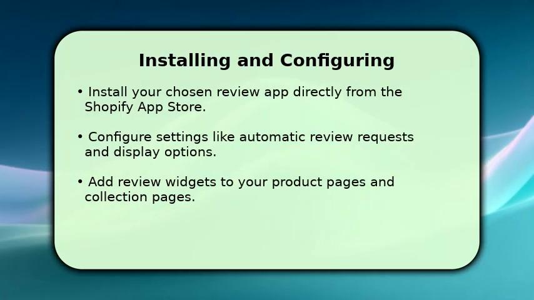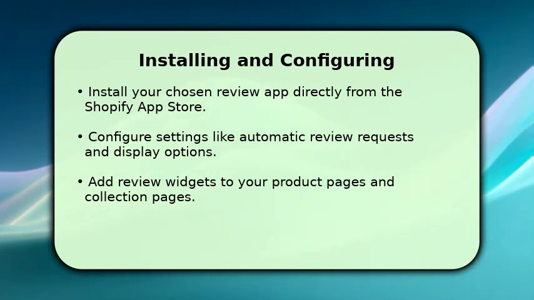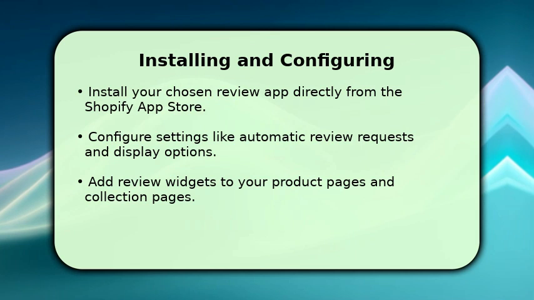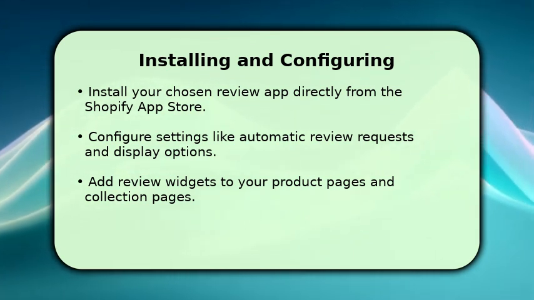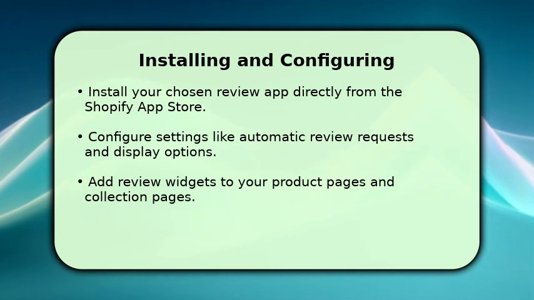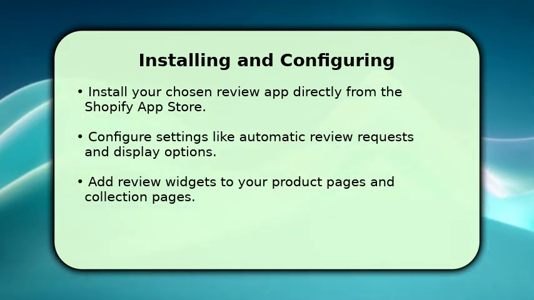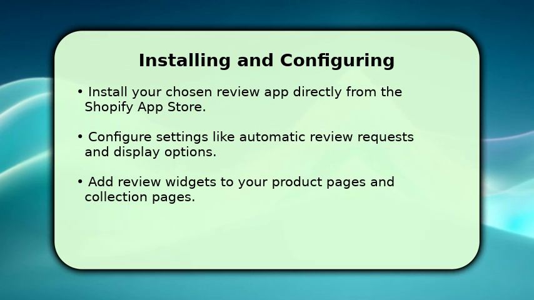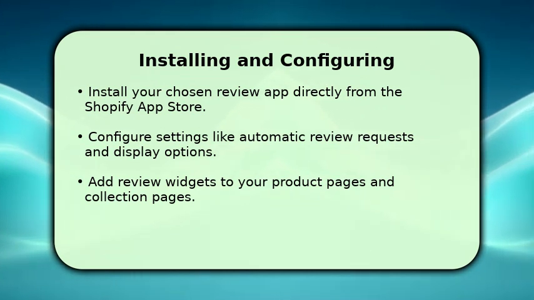Once you have selected an app, installation is straightforward. Simply click Add App in the Shopify App Store, then follow the prompts to grant necessary permissions. After installation, navigate to the app's dashboard to configure its settings. You can set up automated email requests for reviews, customize the display widgets, and choose where reviews appear, typically on product pages and potentially a dedicated reviews page.